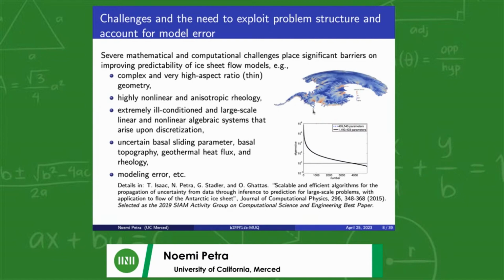I would like to mention that in these figures on the right, I'm showing the top surface velocity field. And I'm also showing a figure that shows some sort of decay. This is actually the spectrum of the second derivative of the cost function in our inverse problem. This basically shows that there is a lot of structure that one can exploit to push these methods towards a more tractable way to solve these problems.